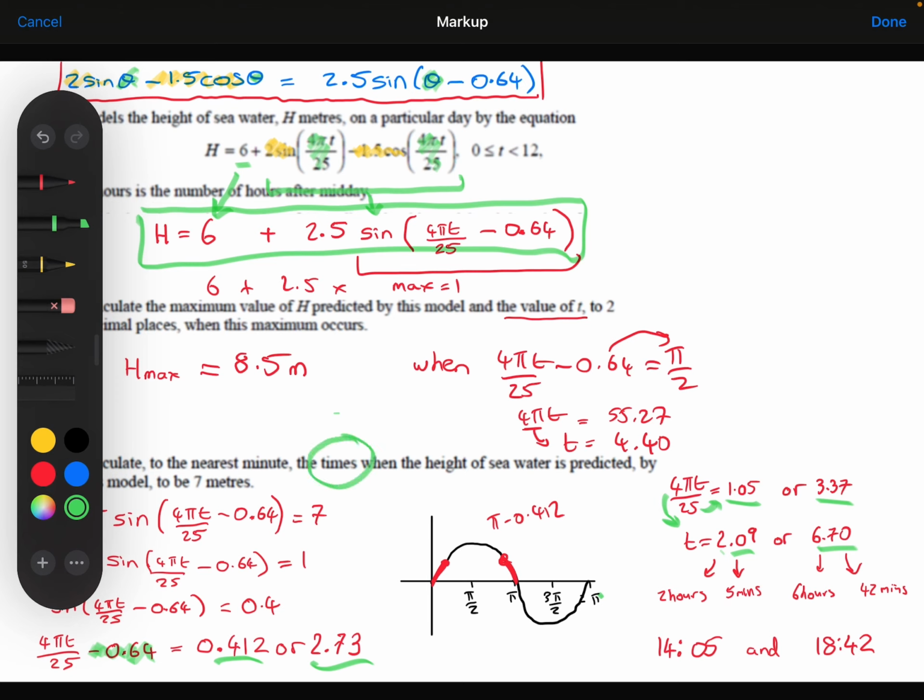The question did want the times though, so I've then turned those values of t into times. The 2 is 2 hours, the 0.09, multiply that by 60 and you see that it's 5 minutes. So 2 hours and 5 minutes after midday is 2:05 in the afternoon. And then the 6.70, we've got the 6 hours. The 0.70 times 60 is 42 minutes. So 6 hours and 42 minutes after midday is 6:42 in the evening.